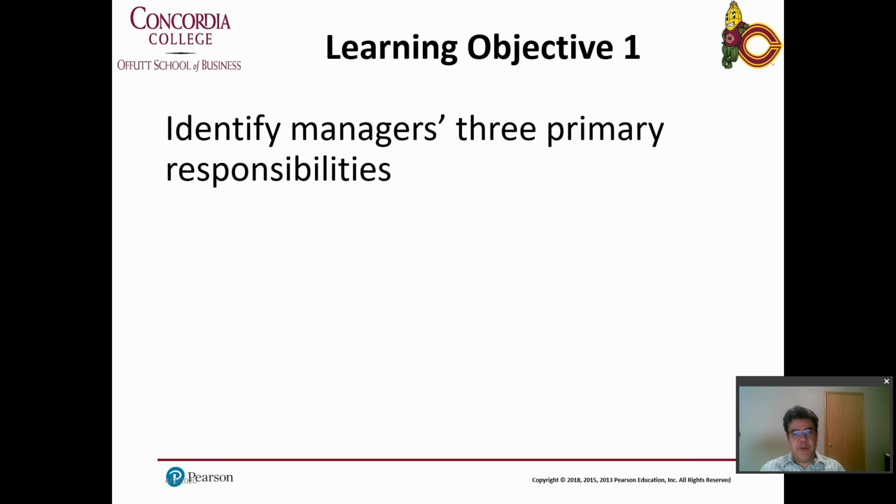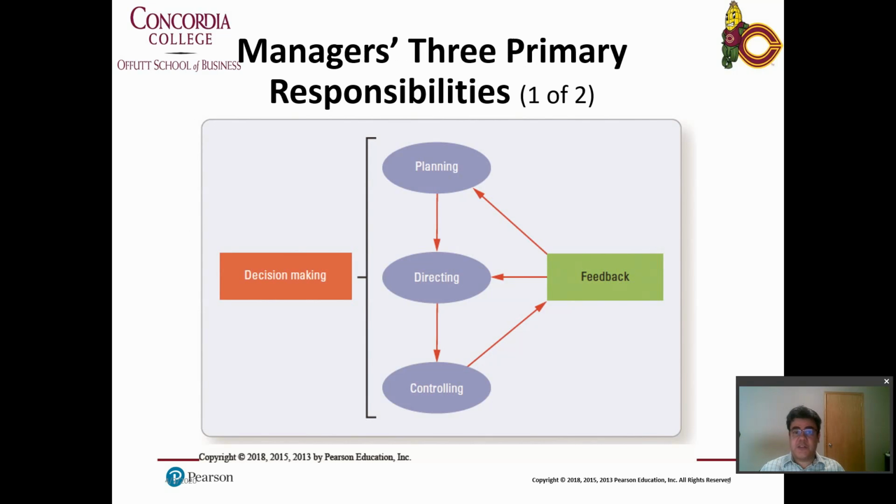Our three primary responsibilities as managers, and here it doesn't matter what kind of managers we are, because we are talking about decision making. Decision making involves planning, and then when you finish your planning, you go to directing, that is your daily decisions, and then controlling. In controlling, you have feedback comparing with your planning and directing.